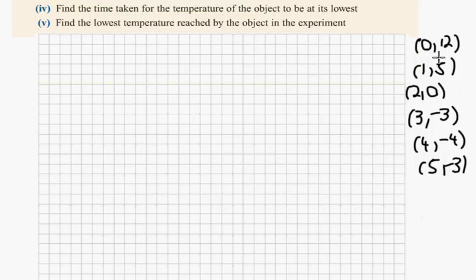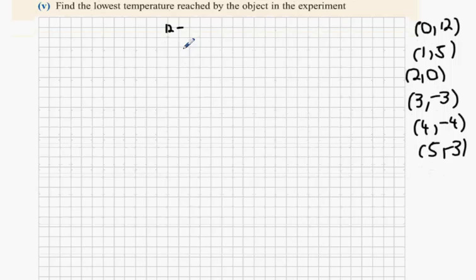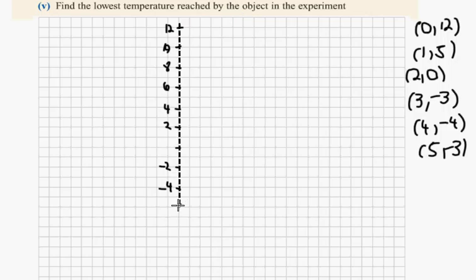Draw them. What's my largest point? 12, isn't it? So start off with 12. And then what's my lowest point? Minus 4. Okay, so let's see what we can do here. 16 blocks will do us, won't it? So 12, 10, 8, 6, 4, 2, 0, minus 2, minus 4. Is that okay? Then draw your line.